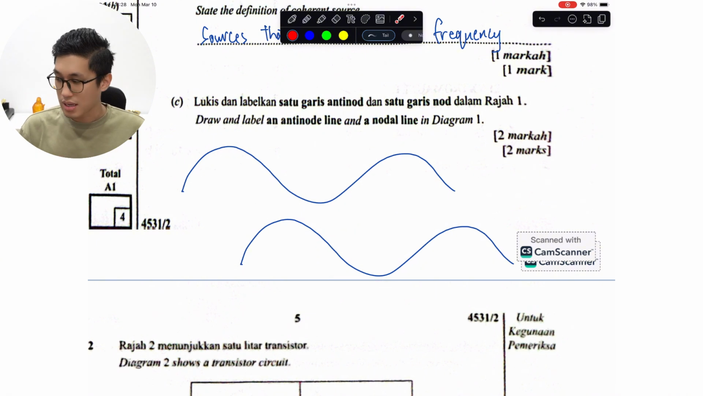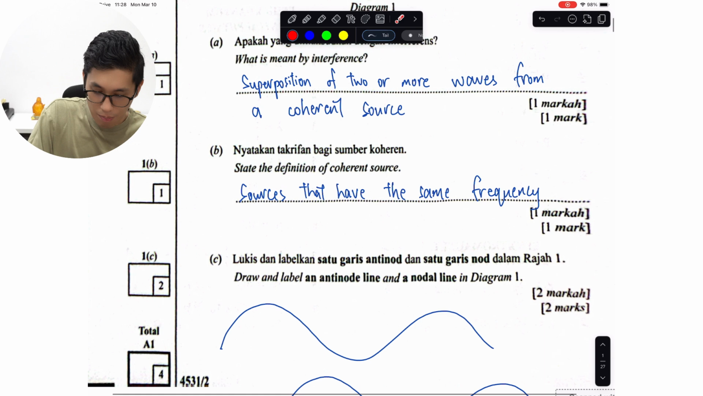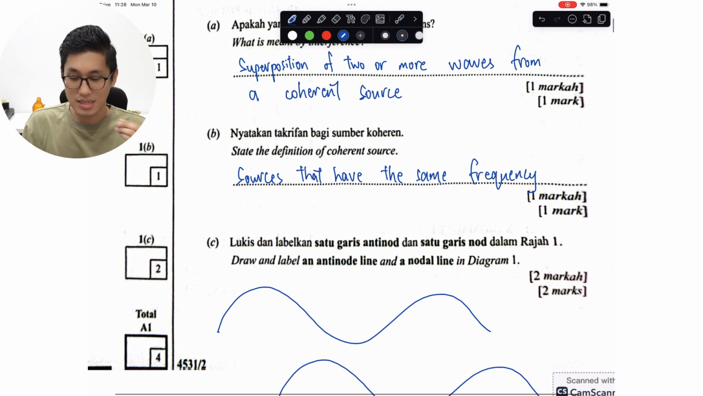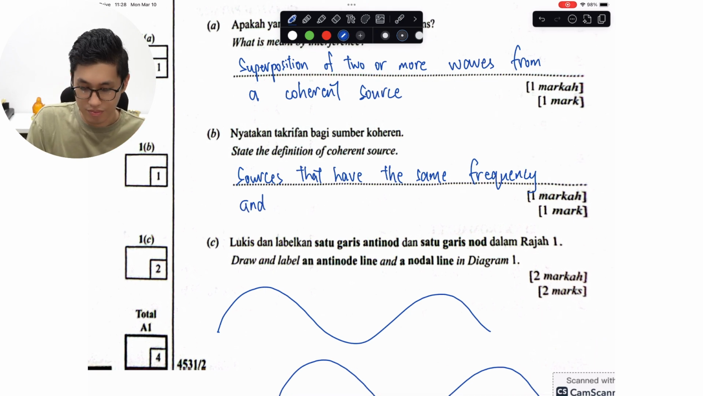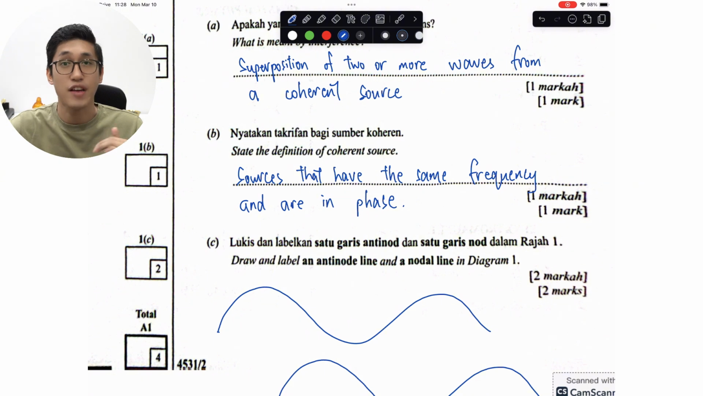Okay, so you must say these two waves must be in the same step. They must have the same timing. The proper word for this is they have the same phase. Yeah, and are in phase, or you can say they have the same phase. So this is the meaning. They must have the same timing.